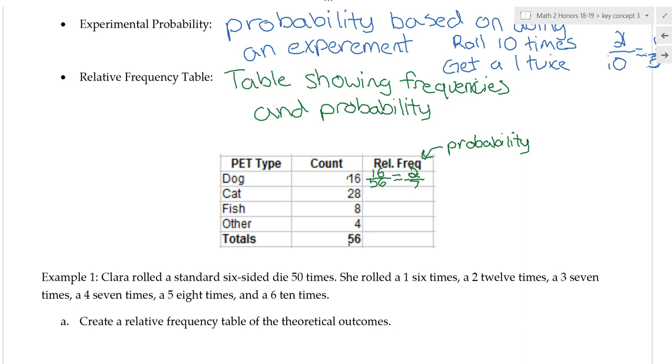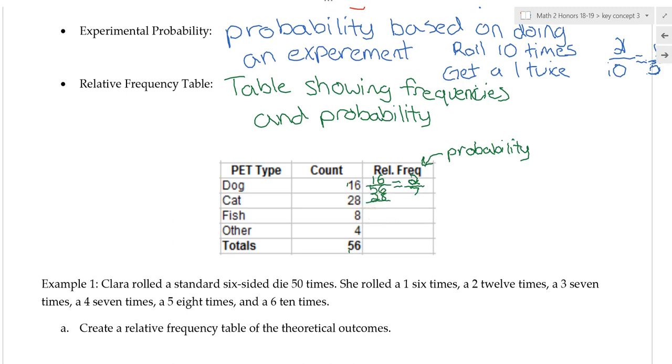Same thing with cats, 28 out of 56, which reduces to 1 out of 2. 8 out of 56, which reduces to 1 out of 7. 4 out of 56, which is 1 out of 14. And our total, we don't really find it. So these are my relative frequencies, and that's all a relative frequency table is. Again, we made one on Friday in class when you made your own survey question. So we've already kind of looked at those.